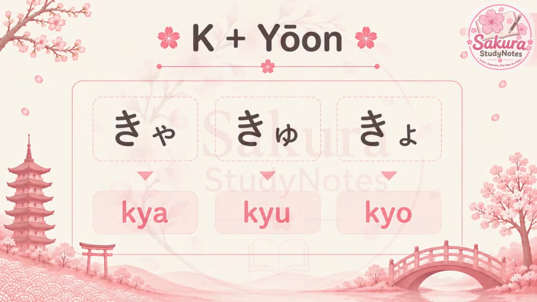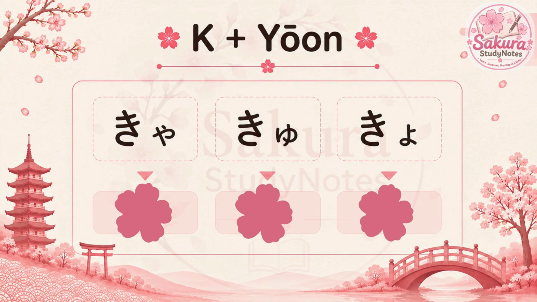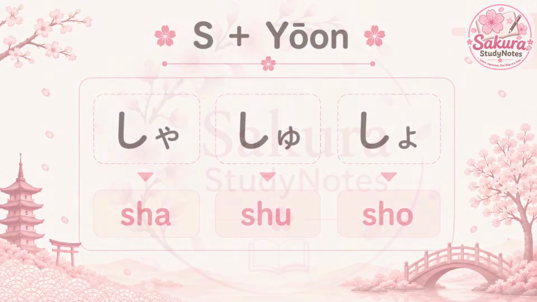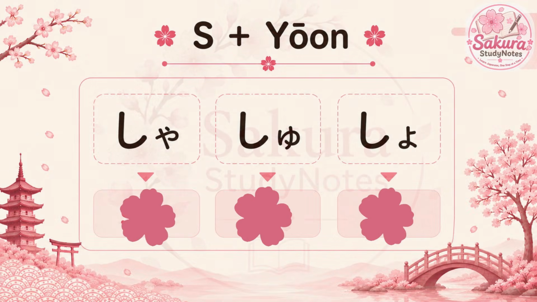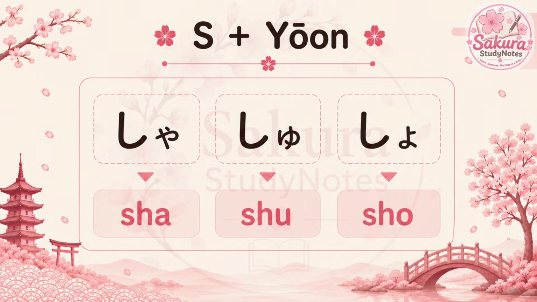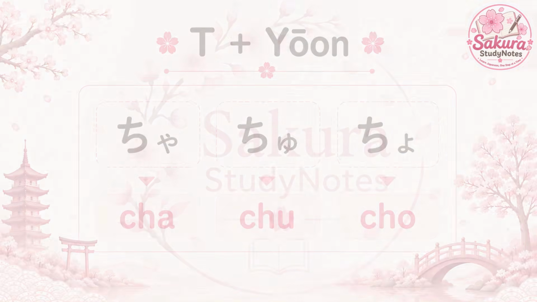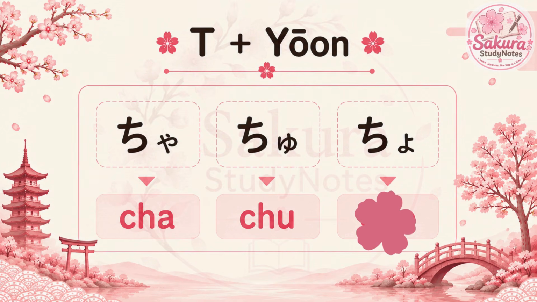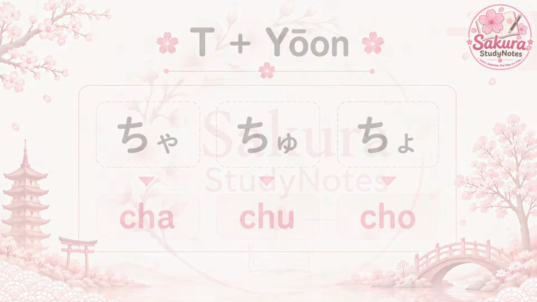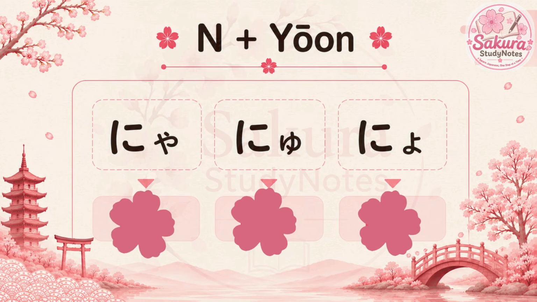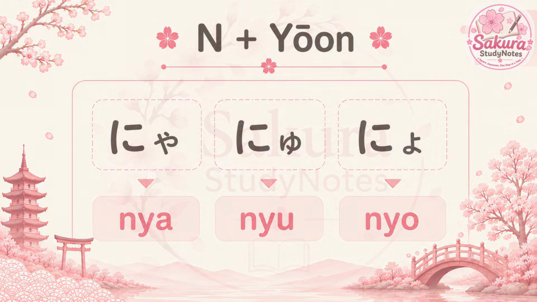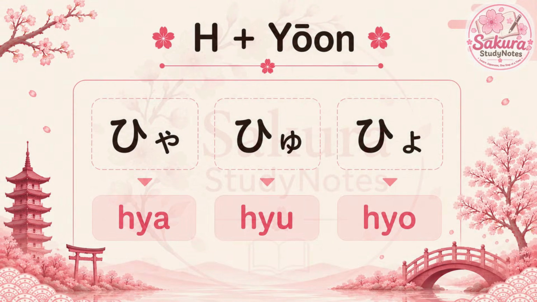K plus Yōon: Kya, Kyu, Kyo. S plus Yōon: Sha, Shu, Sho. T plus Yōon: Cha, Chu, Cho. N plus Yōon: Nya, Nyu, Nyo. H plus Yōon: Hya, Hyu, Hyo.